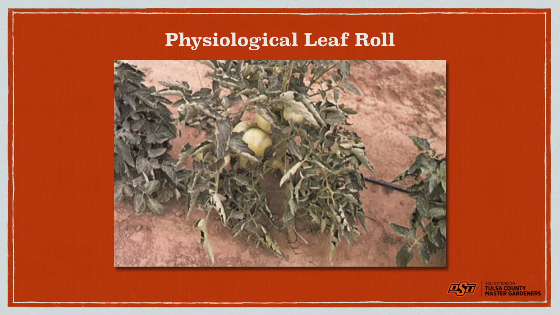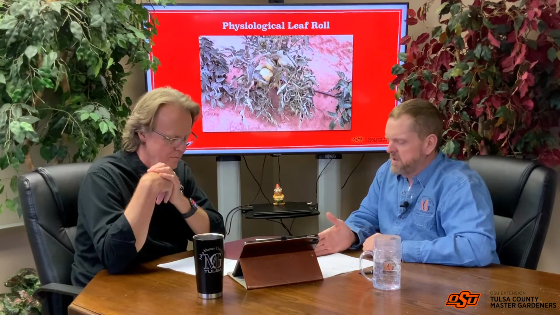All right. Next is this other one that's physiological: leaf roll. Yeah, so this one occurs later on in the season. 2,4-D damage and herbicide damage will occur earlier on, so until about June.